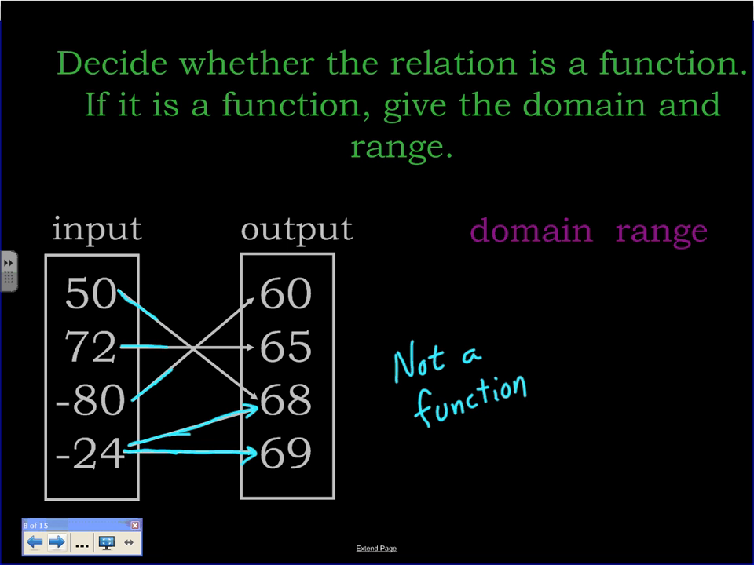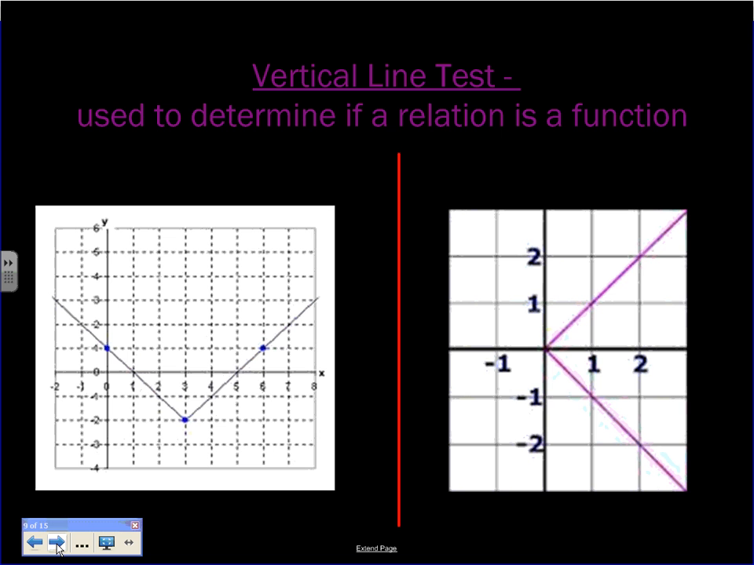Since it is not a function, the directions do not ask us to state the domain and range. The vertical line test, like I already said before, is used to determine whether a relation is a function. Let's look at the left one. Take our vertical line and drag it through. This function that we're looking at, that V-looking function, is not touching the vertical line at more than 1 point at a time.